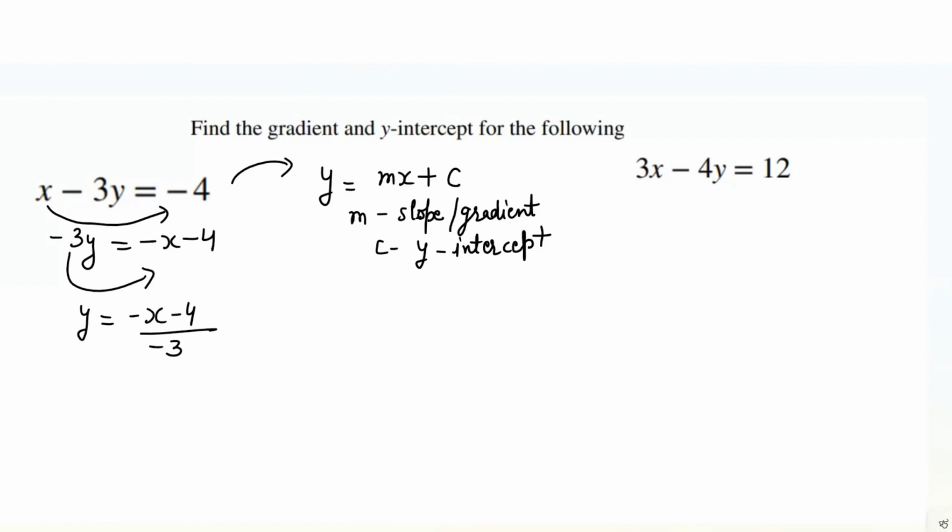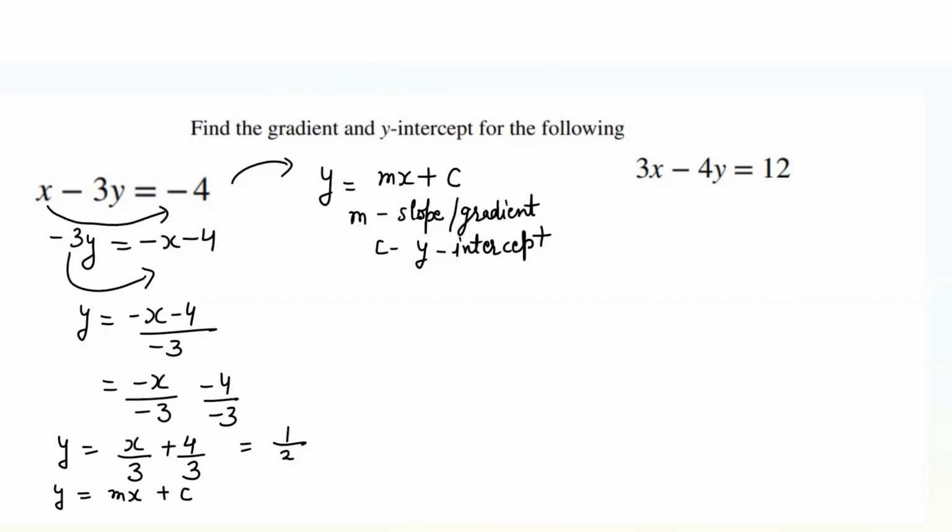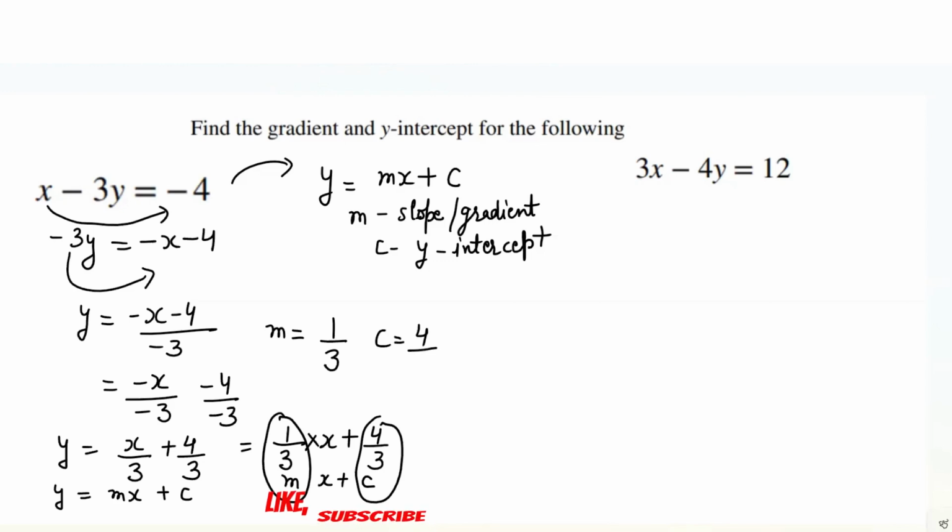Then I will take minus 3 to the other side, I'll get y equals minus x minus 4 over minus 3. We'll split it, minus x over minus 3, minus 4 over minus 3, and we'll get y equals x over 3 plus 4 by 3. Now, if I will compare this equation with y equals mx plus c, the value of m will be, we can write it as 1 by 3 into x plus 4 by 3. So, mx plus c. The value for m is 1 by 3, value for c is 4 by 3. We'll write down m equals 1 by 3, c equals 4 by 3.